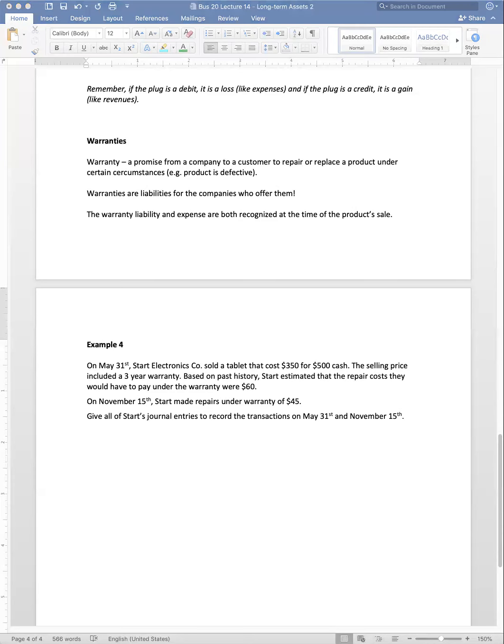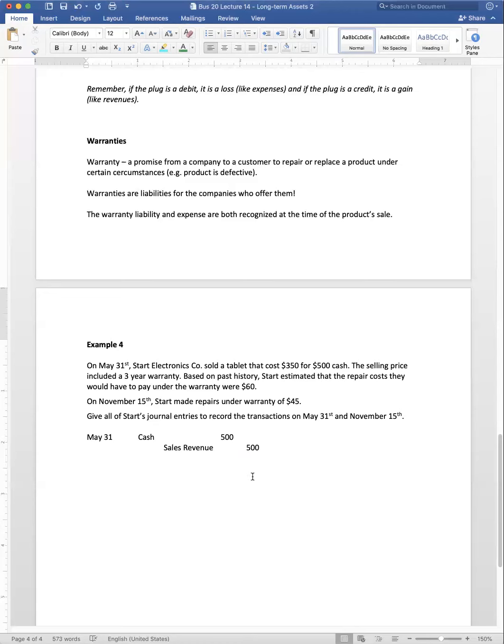So let's start out with May 31st. On May 31st, they sold the tablet for $500 cash, right? Always get the easy part of your journal entries down first. So we sold the tablet, and that means the company received cash. Now, we sold a product to a customer. So that means we did something for the customer. So the credit here is going to be sales revenue.